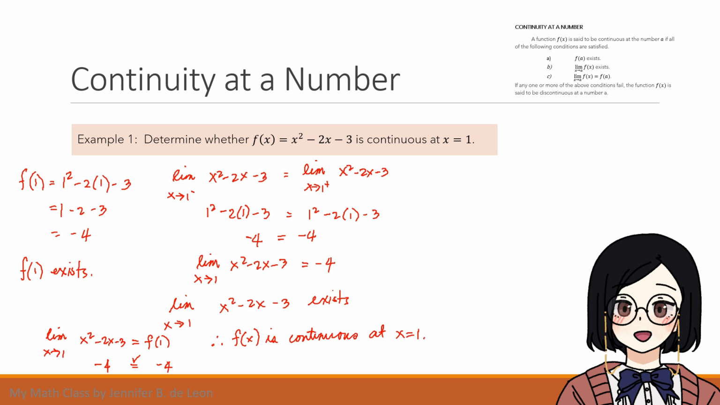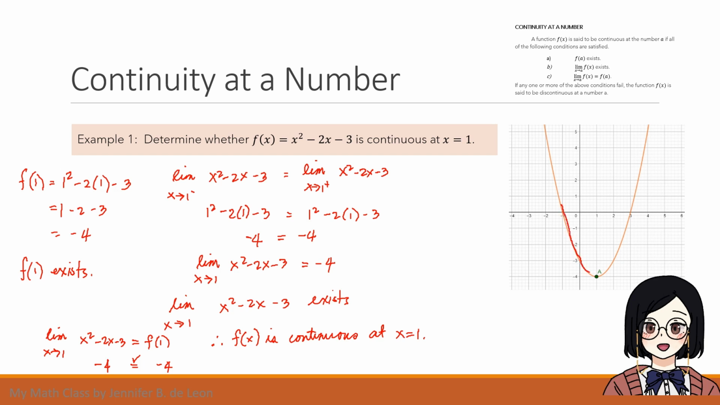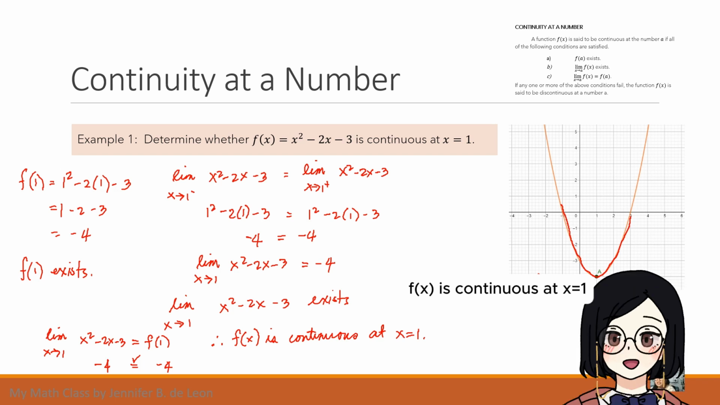We use the graphical method to confirm our conclusion that the function is continuous at x equals 1. Okay, so using GeoGebra or Desmos, we can have this graph and we can plot the point at which we have x equals 1. So here we have x equals 1. Now, if we trace the function, we can see that we can pass through this point without lifting our pen. Hence, we can say that f of x is continuous at x equals 1.